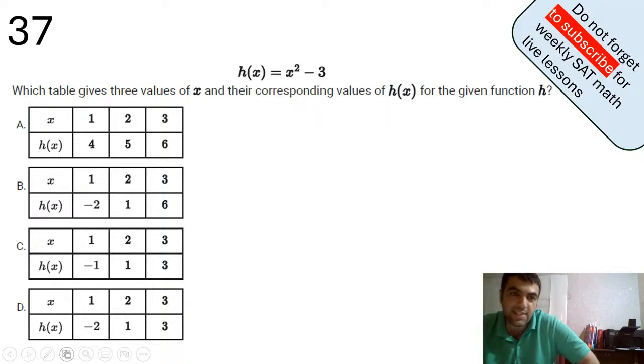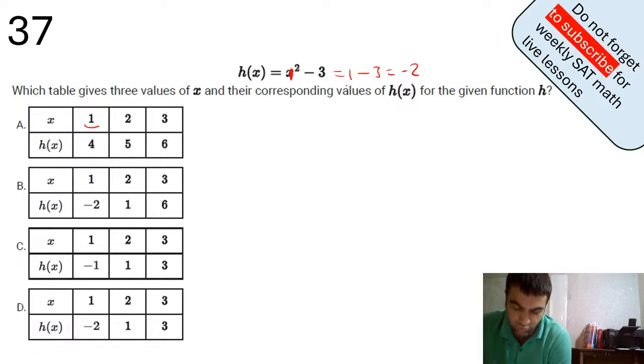Mr. Shahin says it is A. Shahin, if x is equal to 1, let's start here: 1 minus 3 is negative 2. Negative 2. It is not 4. Negative 2. Did you understand?